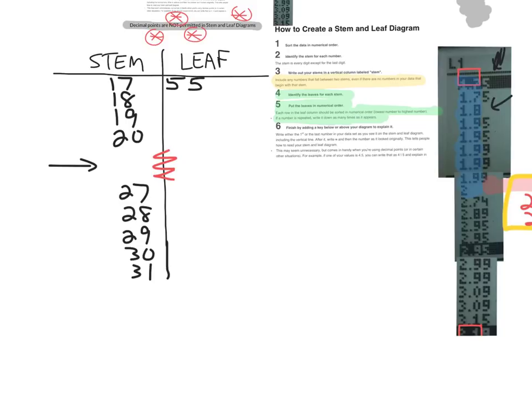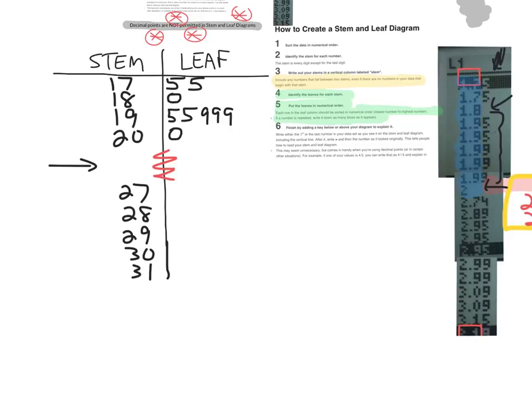Here, $1.80, I need to have a 0 to denote $1.80. For the 19 stems, I have two $1.95 cookies, so I need 2 5s. And then I have 3 $1.99 cookies, so I need 3 9s. You're always going to put your leaves in ascending order. Here I have a box of cookies that's $2, so I'll have a leaf of 0 for the stem of 20.